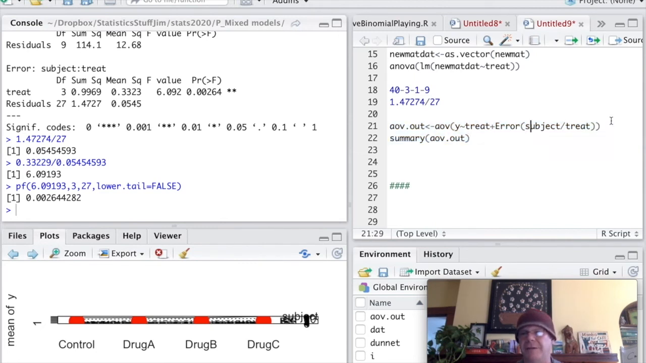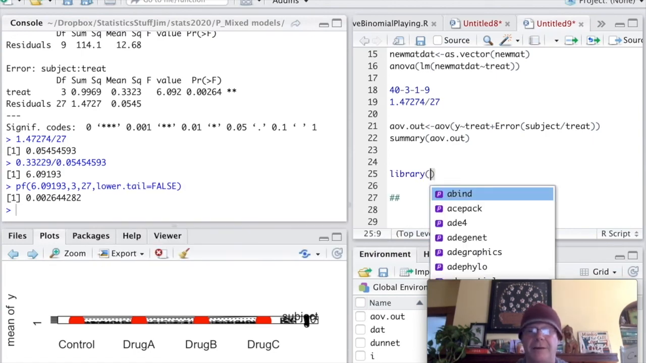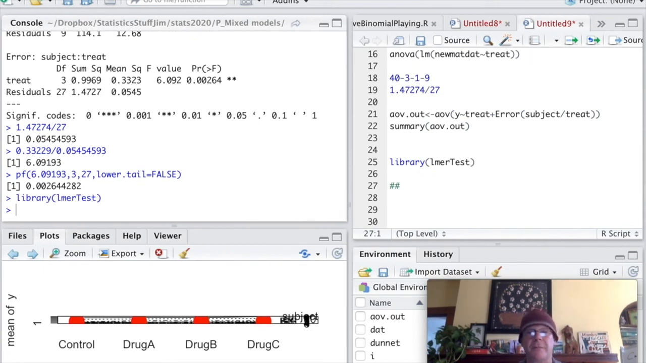By explicitly telling the AOV function that we want to put structure into our error term, it's doing the exact same thing. Okay, so now let's welcome ourselves to the early 2000s, which just seem to be doing great for us at the moment, and set it up as a mixed model. And so I'm going to go ahead and load in that package. I'll go ahead and load in lmerTest. And I'm going to now make a mod.